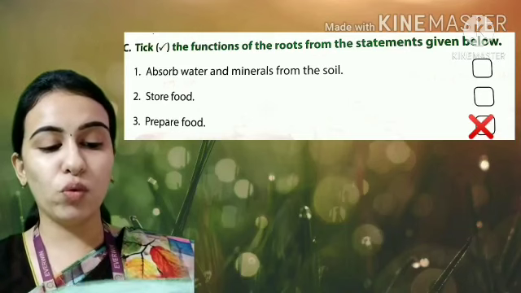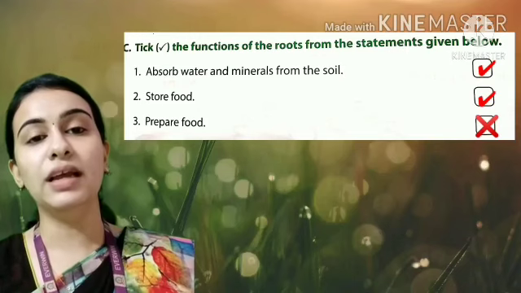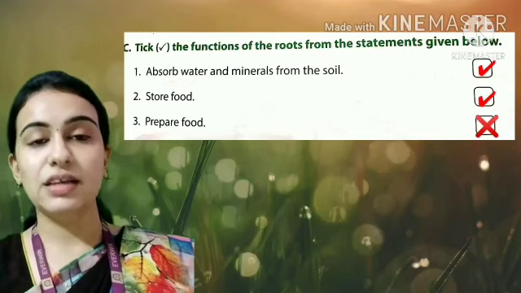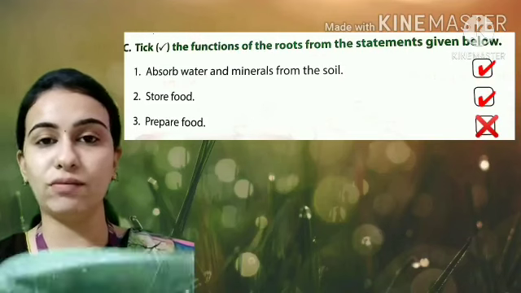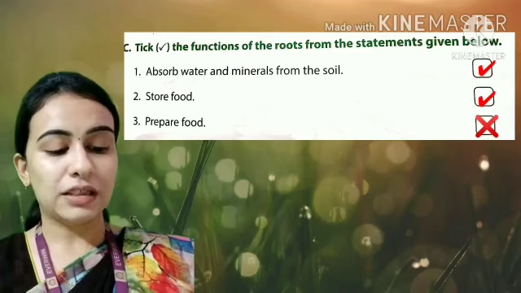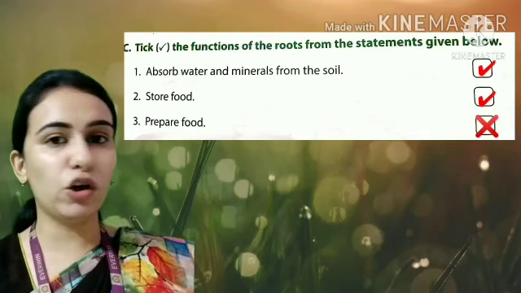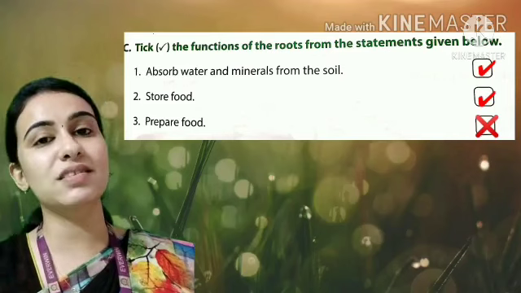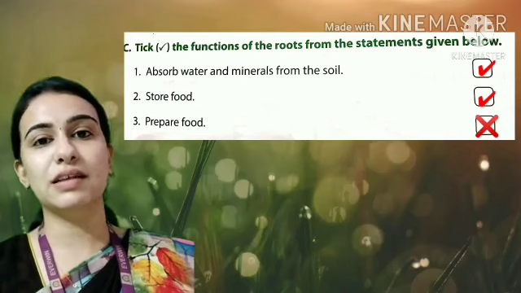So first, absorb water and minerals from the soil. Yes, you have to give a tick. Store food. Yes, it's correct. It will store food. The root will prepare food? No, it will not prepare food. So the last statement is wrong. So the third one is wrong.